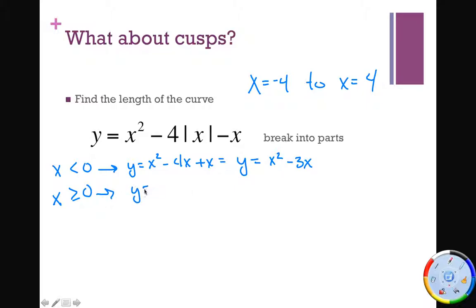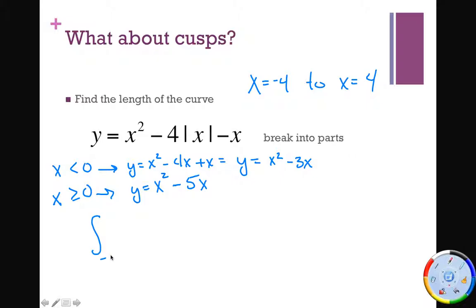And when x is a positive number, I get x squared minus 4x minus an x. So I get actually x squared minus 5x. And for some reason, in the book, it says it's x squared plus 3x. I'll have to figure out why that is. I'm pretty sure it's a minus 3x. But then all we have to do is find integrals. Sorry, I didn't check that for myself before I started writing it.